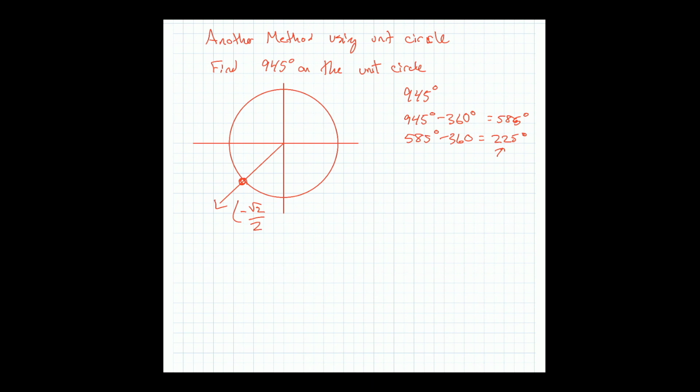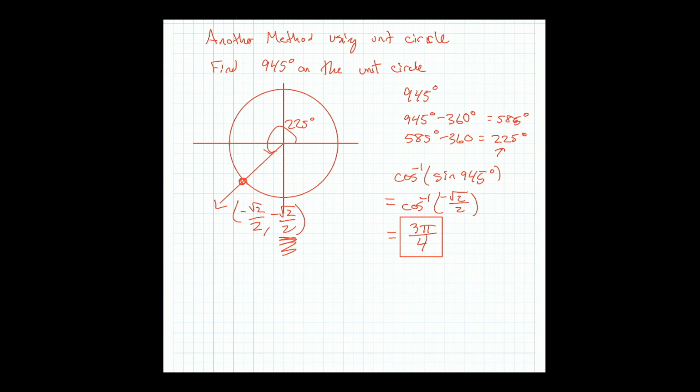So negative root 2 over 2, negative root 2 over 2. That's 225, which is the same as 945. So cosine inverse of sine 945 is cosine inverse of negative square root 2 over 2, because we found the sine of 945, and then I did the cosine inverse of negative square root 2 over 2, and we got 3 pi over 4 from knowing how to do inverses. And that's not in degrees though, that's in radians.